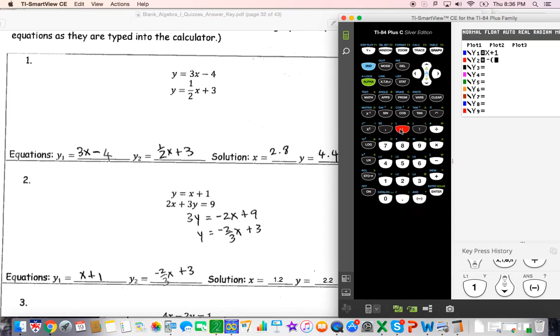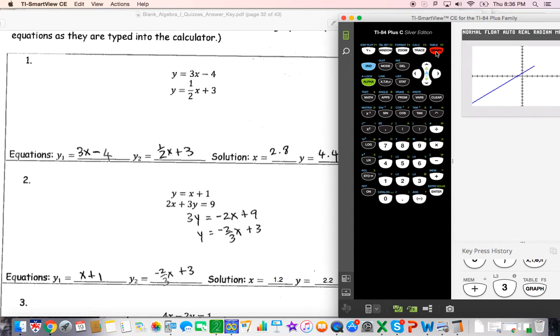So negative 2/3 x plus 3. Make sure you check over your equation. Then you graph it. Graphs both lines for you. First the first one, then the second one. Notice one has a positive slope and one has a negative slope. Then you go to second, trace, intersect, first curve, enter, second curve, enter, guess. You would scroll to the point, but I'm just going to press enter. And it goes to the point, and our x solution is 1.2, and our y solution is 2.2.